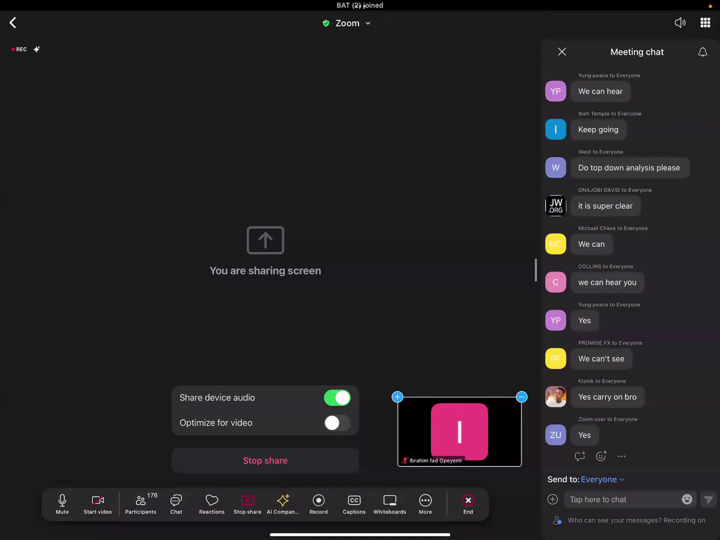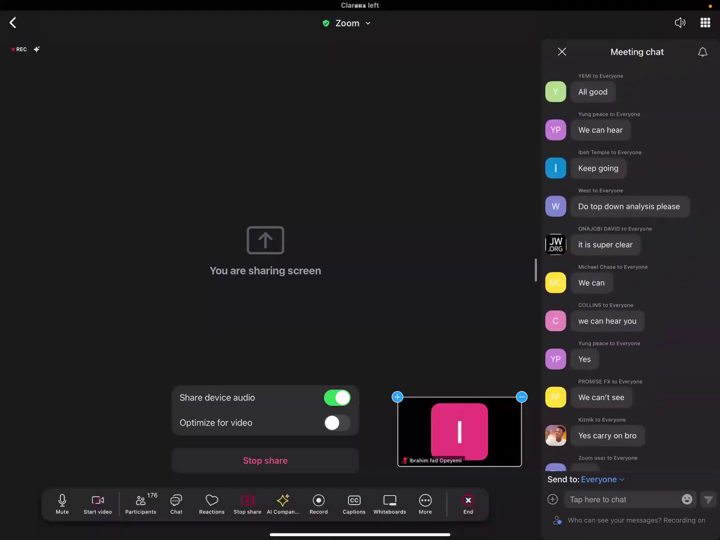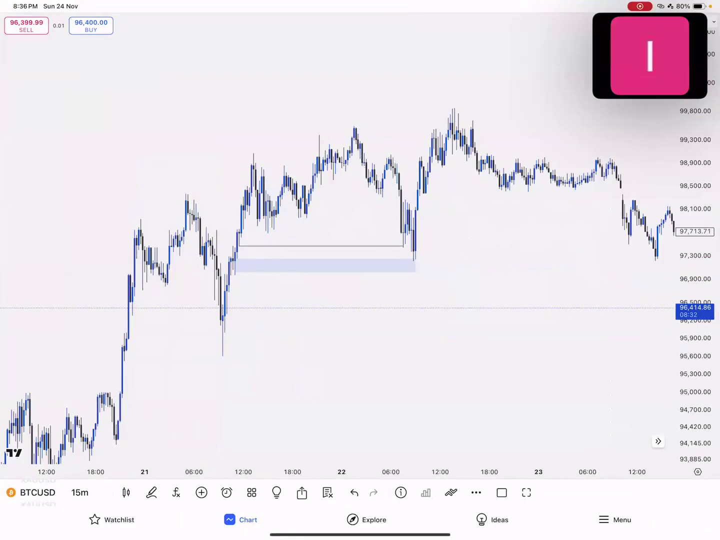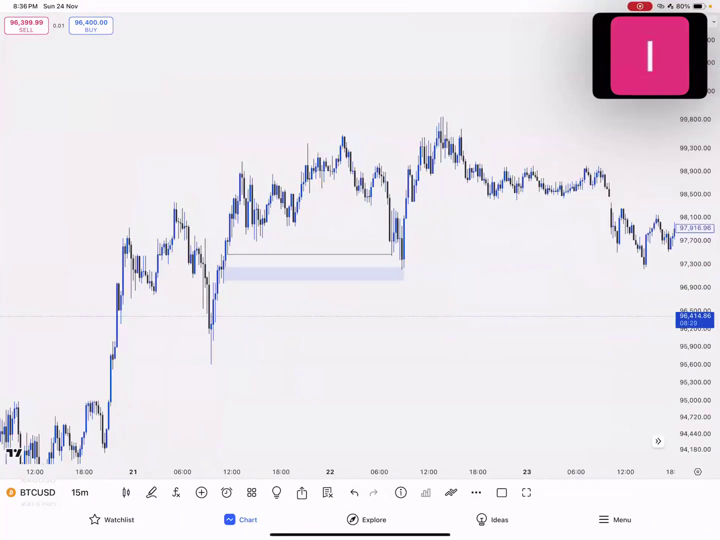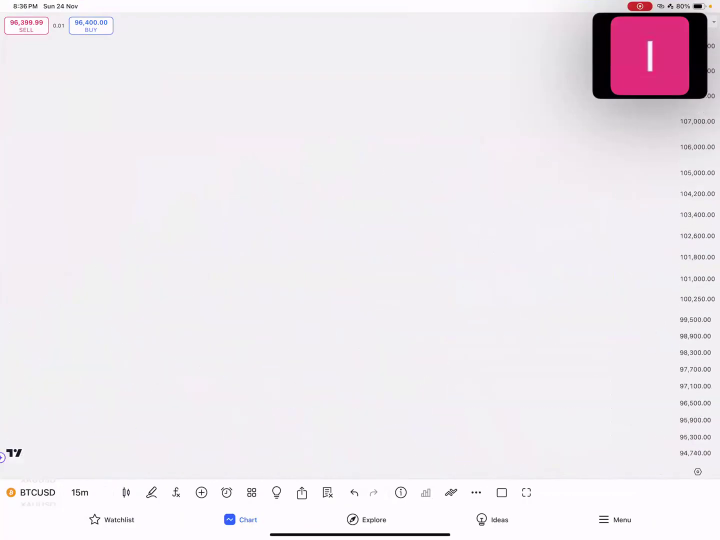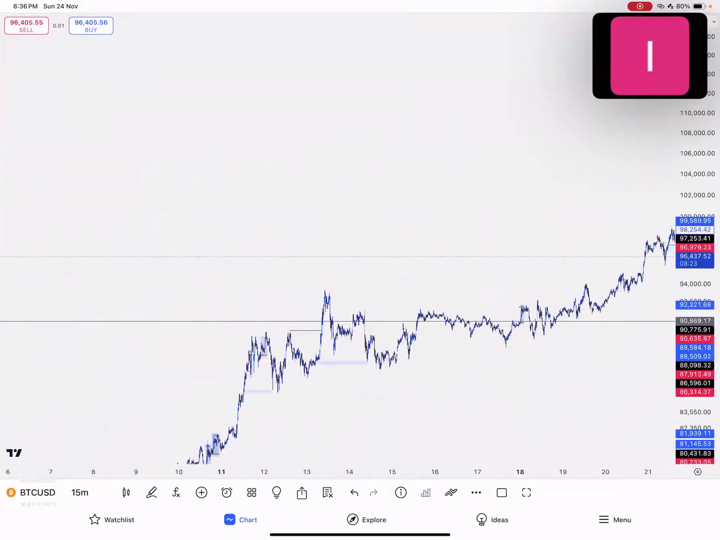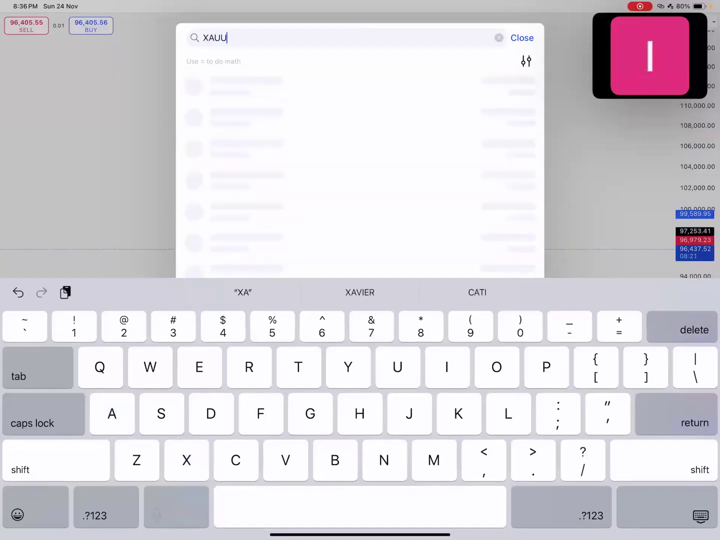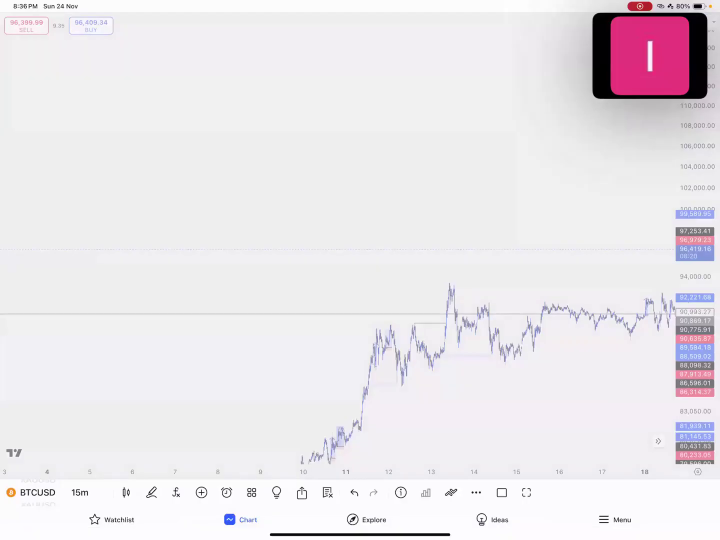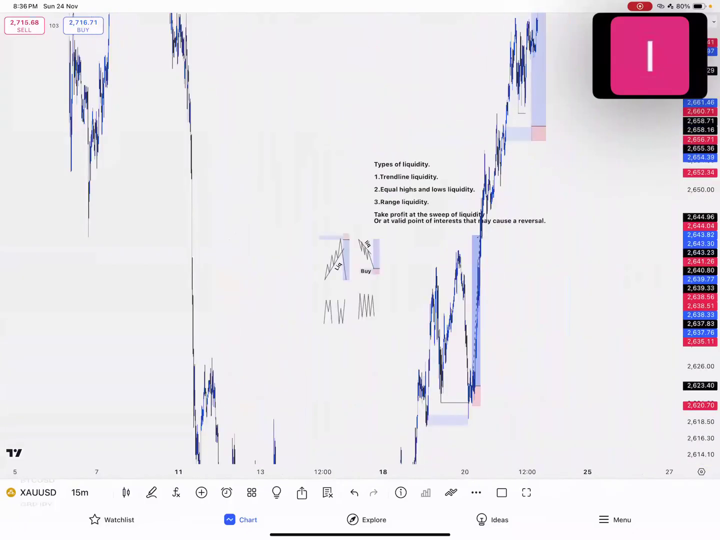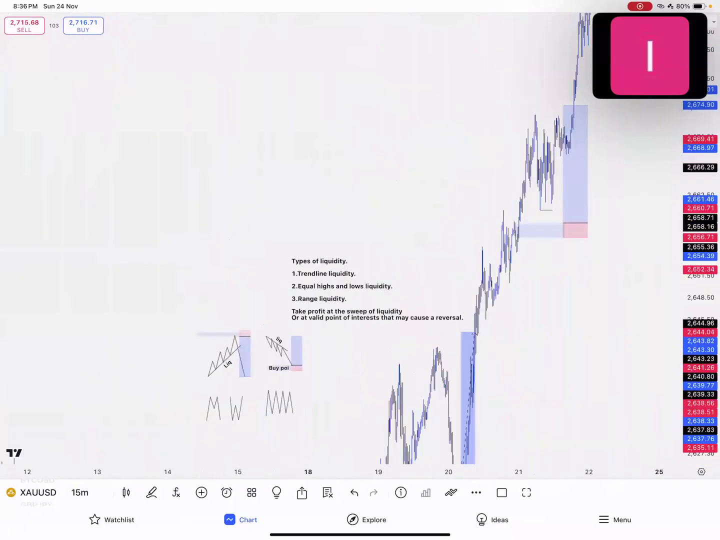Okay, so I've talked about trendline liquidity. It's now time to talk about the second type of liquidity that we have. I want to take it one after the other. So I've talked about trendline liquidity, now it's time to talk about equal highs and equal lows liquidity.